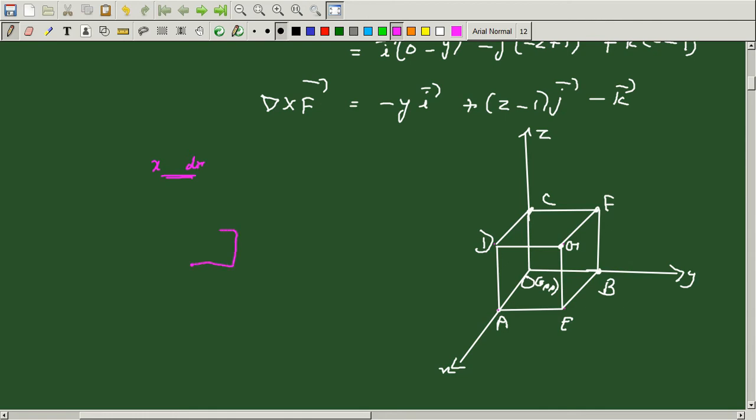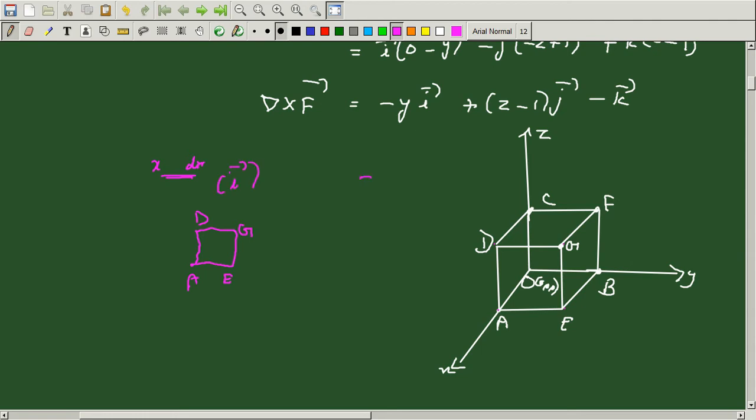So A, E, G, D. This is along the x direction. Now you have to take the opposite of x. This is A, the opposite of x is O. You have to start from O. That is your minus i direction. So this is the x value, which means the i direction.